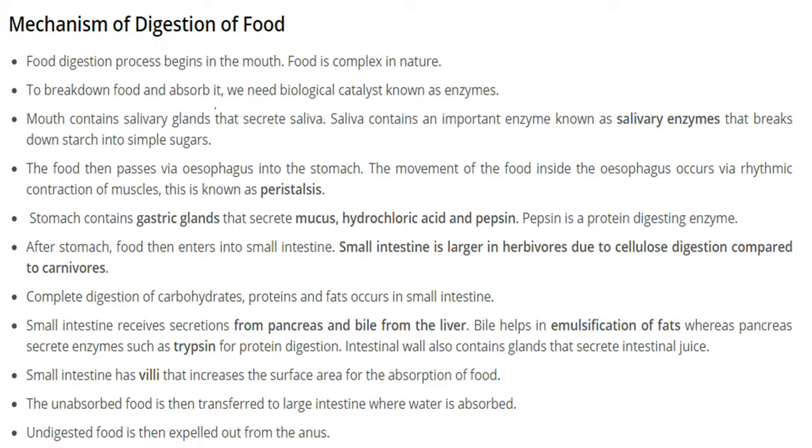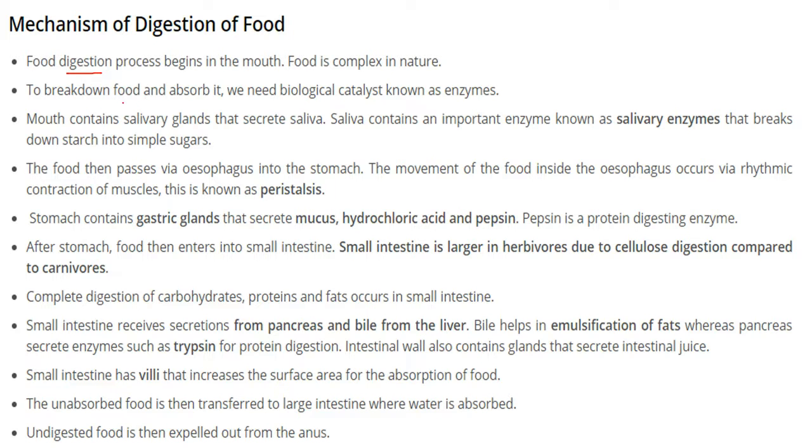So how does digestion take place in a human body, or most of the organisms? They also follow the same criteria, but how does digestion take place in human beings? First, we eat food. Food digestion starts right from the mouth. The food is very complex in nature. We eat different varieties of food. So the mouth, here actually things start.